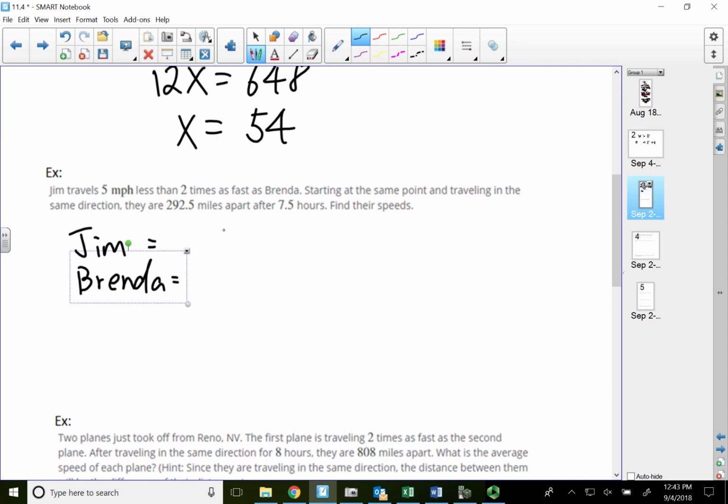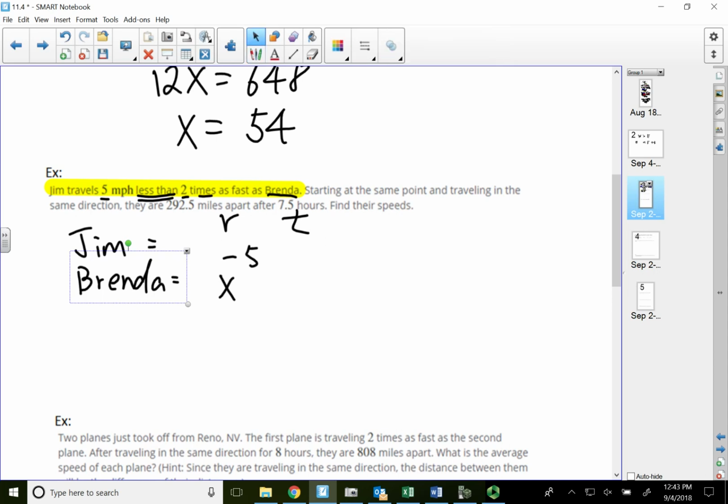All right, I've got speed, I've got time that I need to translate. If I translate this very first phrase, two items. Brenda lives at the end, so Brenda has to be x. And this is talking about speed, right? So Jim is 5, I write 5. Less than is a subtraction sign, which goes in front. 2 times who? 2 times Brenda, which I say is x. Okay.